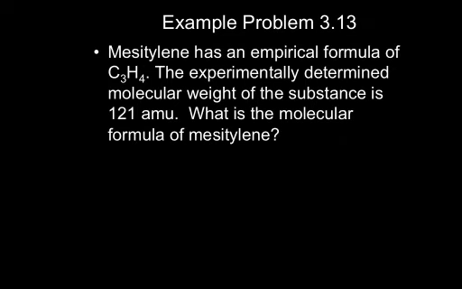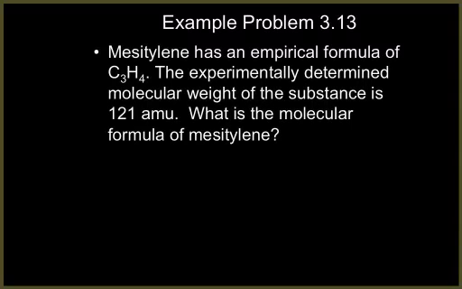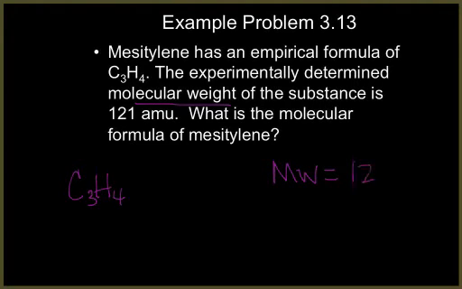Okay, so let's look at an example for this one. So this one is Mesitylene. This has an empirical formula of C3H4. So you've already gone through that other process and you've ended up with C3H4. Then it tells me my molecular weight, and that has to be given or experimentally determined, is 121 AMUs, which are atomic mass units.